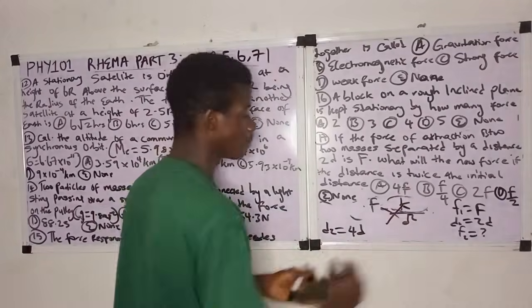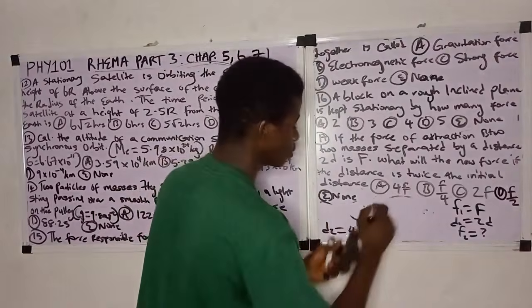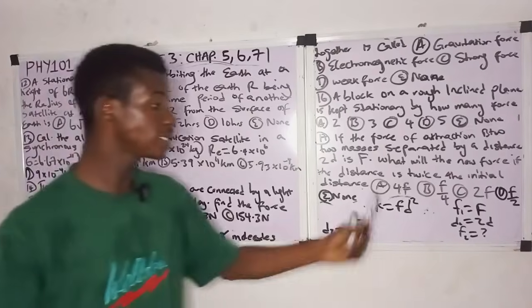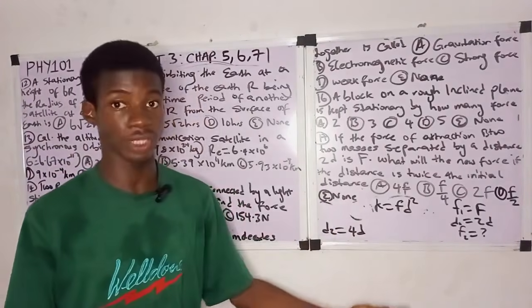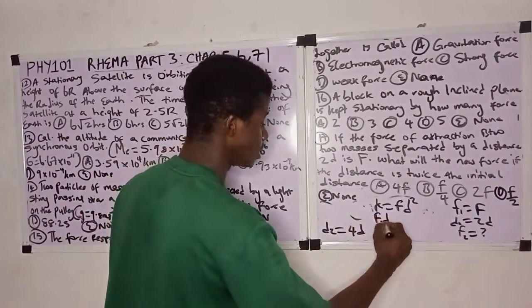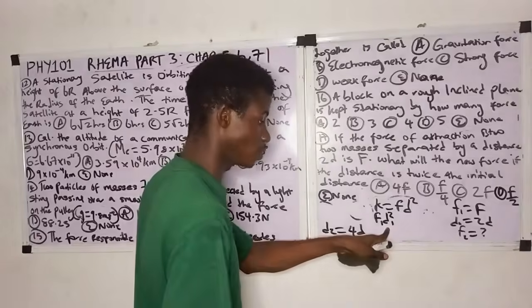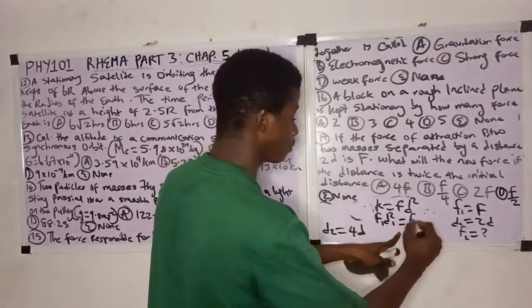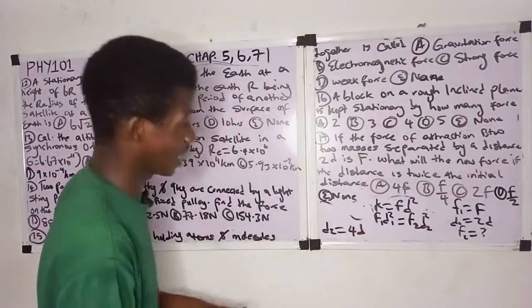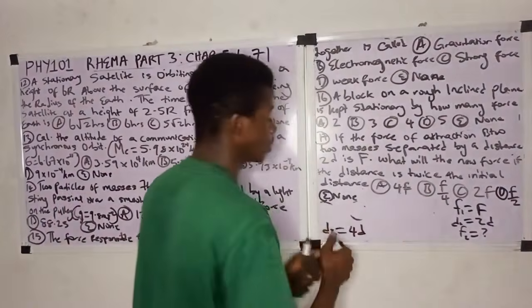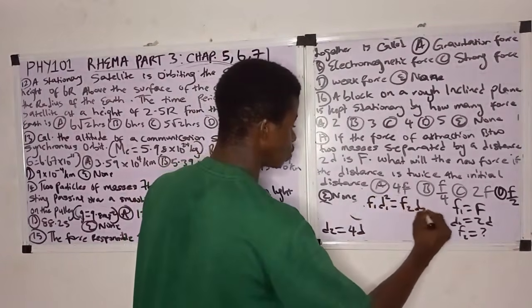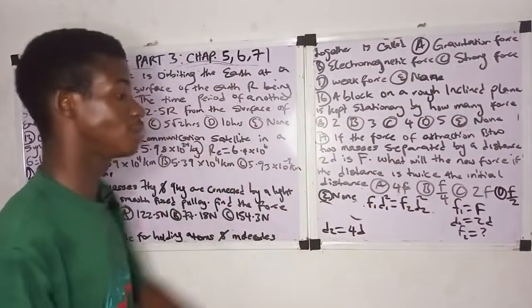If we cross multiply, we have K equals F D square. Since K equals F D square, wherever we see K, we put F D square. So F1 D1 square is equal to F2 D2 square. We are looking for F2.